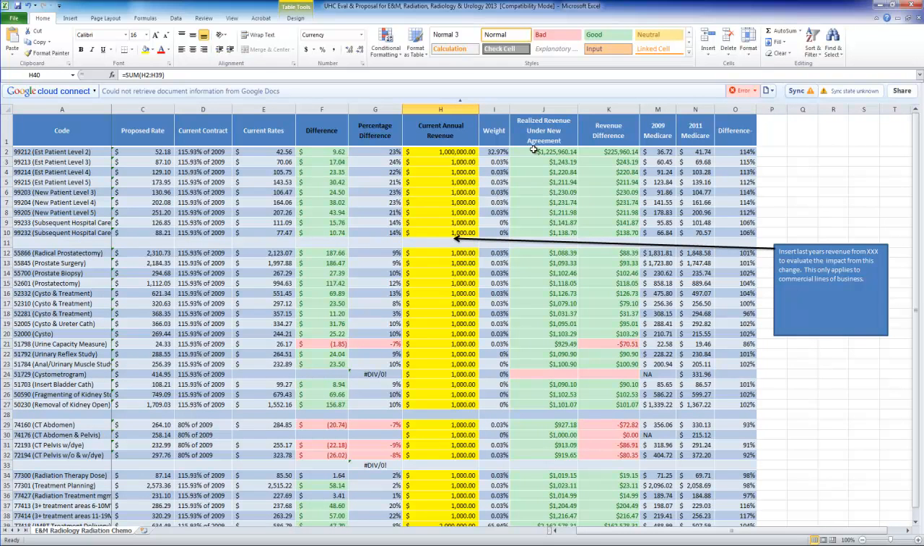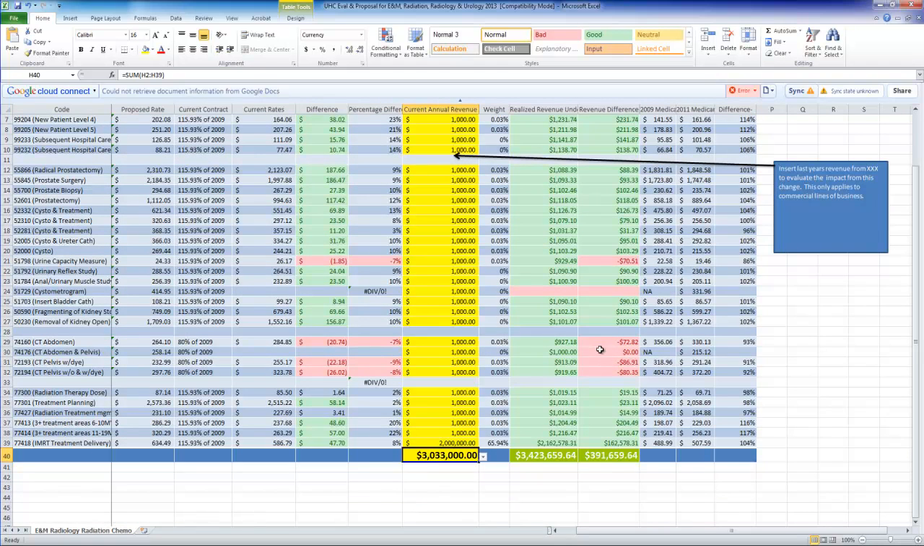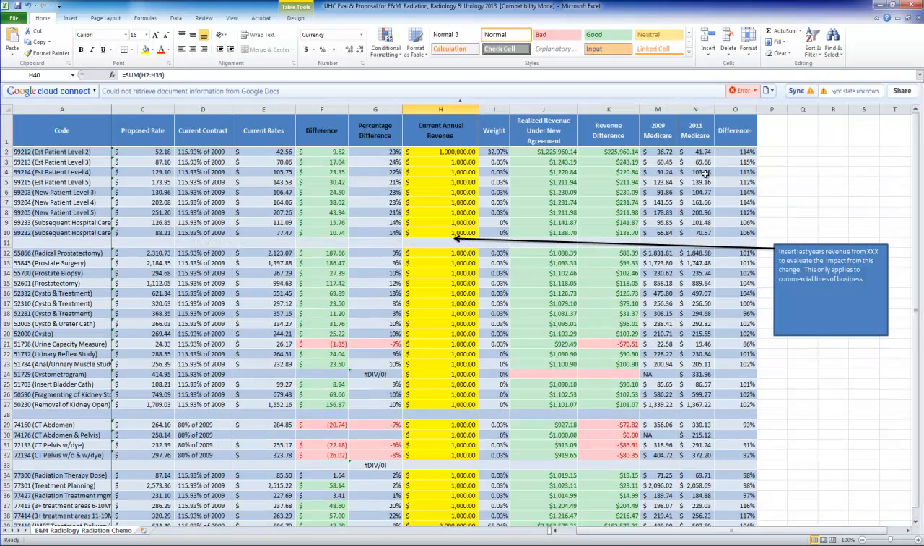Okay, so now what we're looking at is based on the actual revenue from the previous year or previous month that this practice collected. Now we're able to see what these changes in the contract, what the revenue difference would be, plus or minus. And with this particular proposal, everything has improved significantly, except for a handful of codes, which mostly are on the radiation or imaging side, diagnostic imaging, which is not unusual because those have taken a hit in recent years.